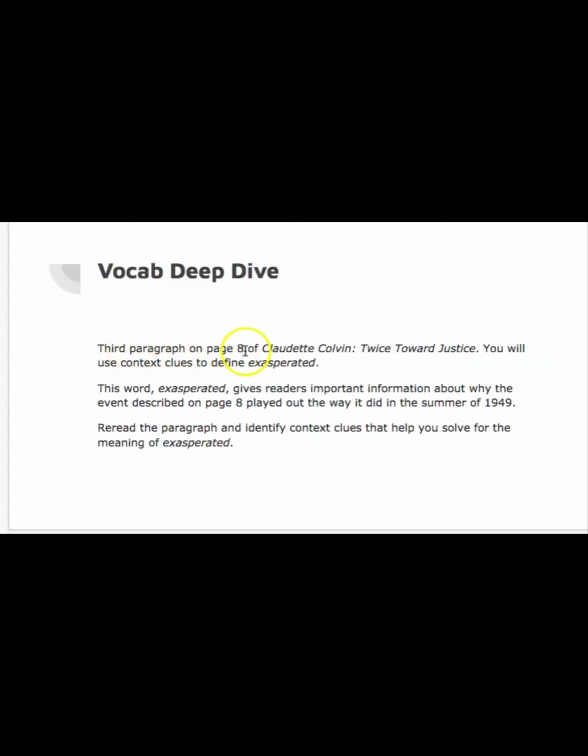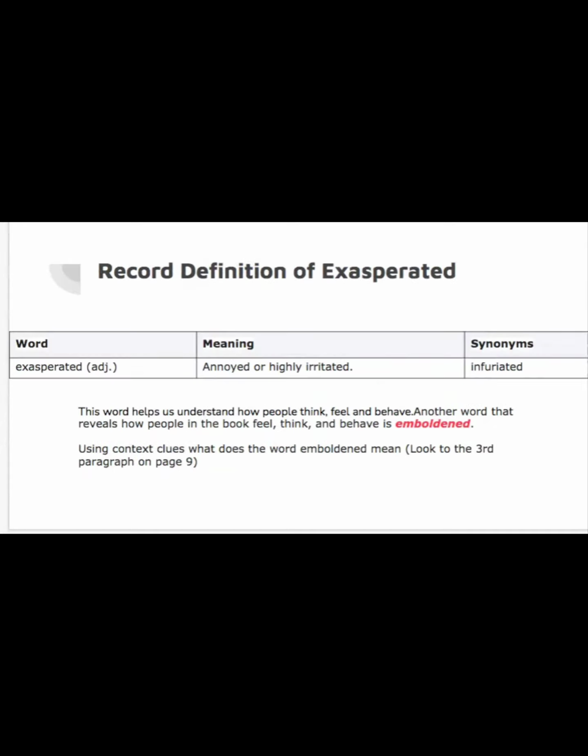In the third paragraph on page 8 of Claudette Colvin, you will use context clues to define the word exasperated. The word exasperated gives readers important information about why the event described on page 8 played out the way it did in the summer of 1949. I also want you to reread the paragraph and identify context clues that help you determine what the meaning of the word exasperated is.